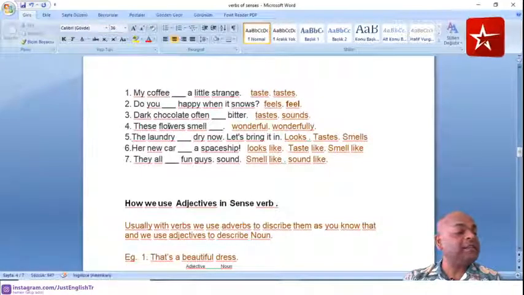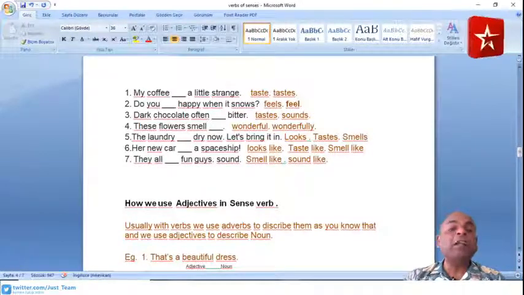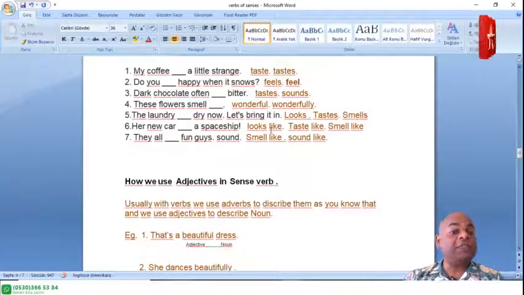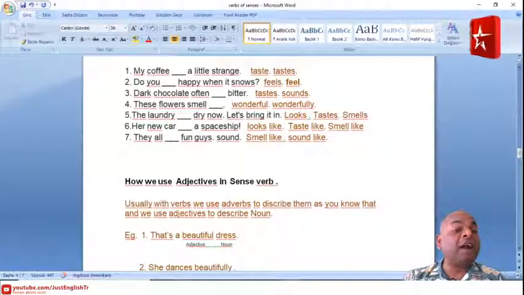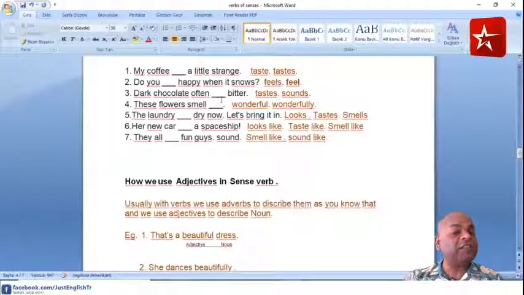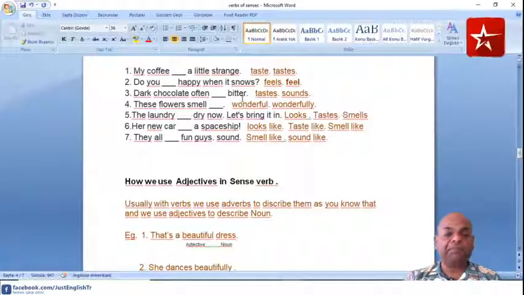Let's check the answers. We got your taste, good, Imra. Great, well done. We got Zainab says taste. Then we got Oksana here. She says, do you feel happy when it snows? Sounds great and good. Number 3, dark chocolate often dash bitter.